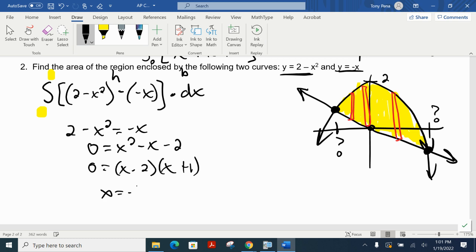So the first intersection point is a negative 1. So that is where this region will start. The second one is the x value of 2. So that is where that area stops, which means those are your limits. We start at negative 1, finish up at 2.